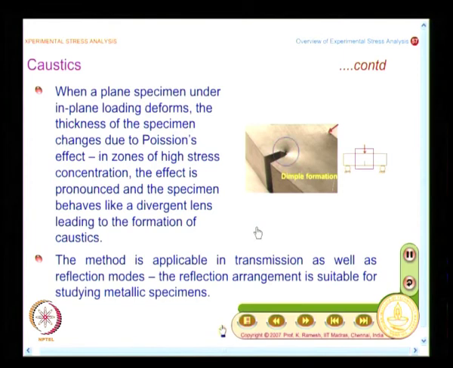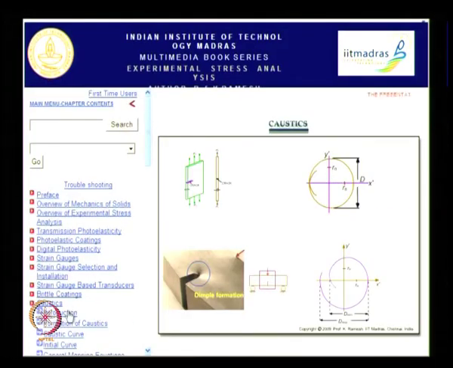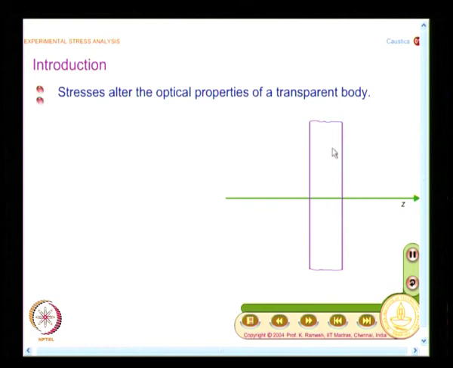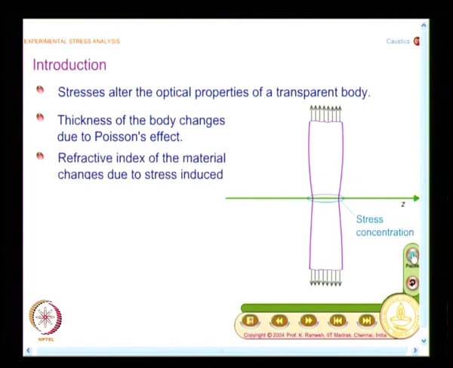We will have a look at it, and for this I am going to the chapter on caustics. I will just show you how this deformation is recorded. So this is the specimen, I have a stress concentration here. I pull this model, and from this, you know it is exaggerated, you see a thickness change very prominently noted near the stress concentration.